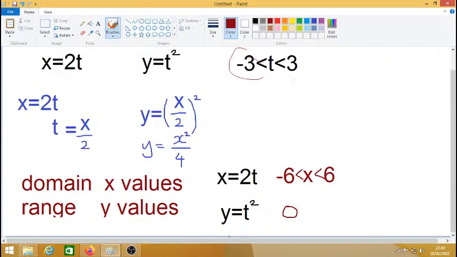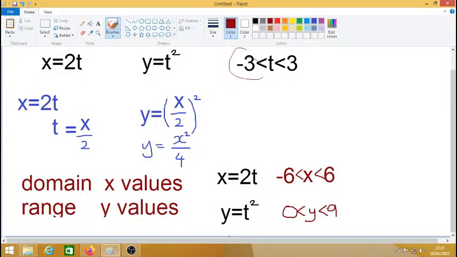And what about the biggest y value possible? Probably 3 is going to do it. So 3 squared makes 9. So that looks like the biggest y value possible. So we can say that y will never go below 0. 0 is the smallest it will get to, and 9 is the highest it will get to. So the range would be 0 to 9.